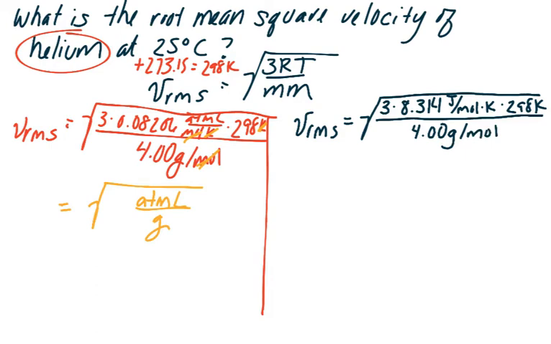Now if we look at what cancels, we see the moles and the Kelvin cancel, and we're left with the square root of joules per gram. Now, the key to solving this is knowing what a joule is. A joule is a unit of energy, a form of energy that you might be familiar with: work. If you've taken physics, you might remember that work is equal to force times distance. The unit for force is newtons, and force is mass times acceleration.